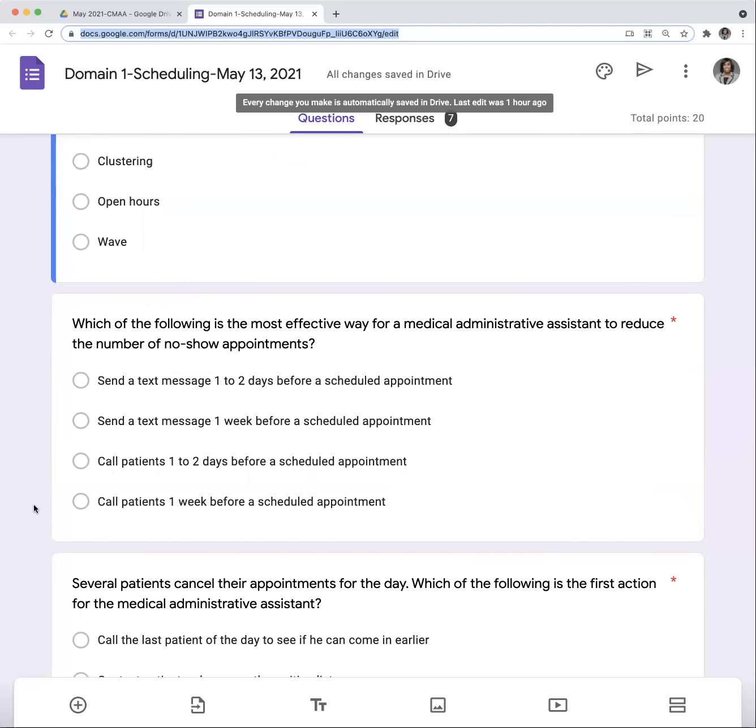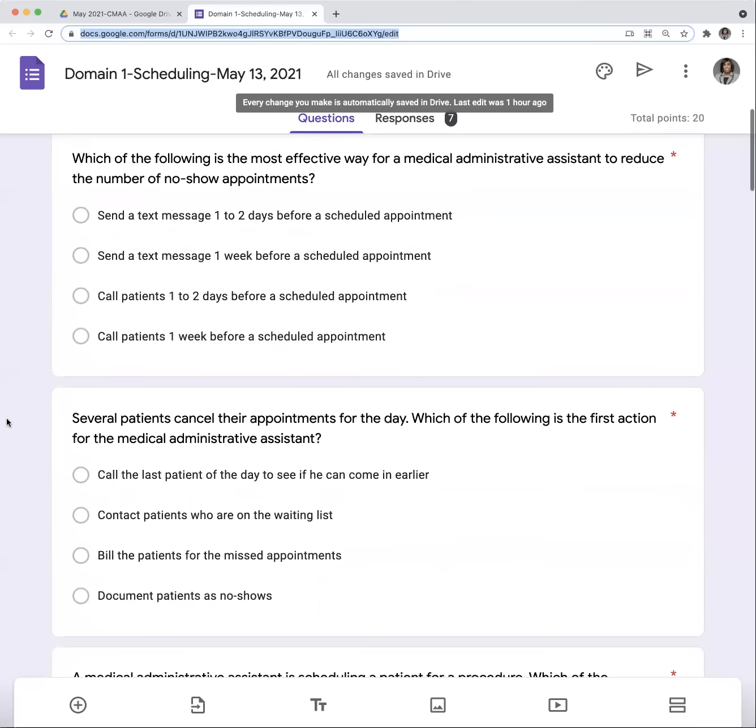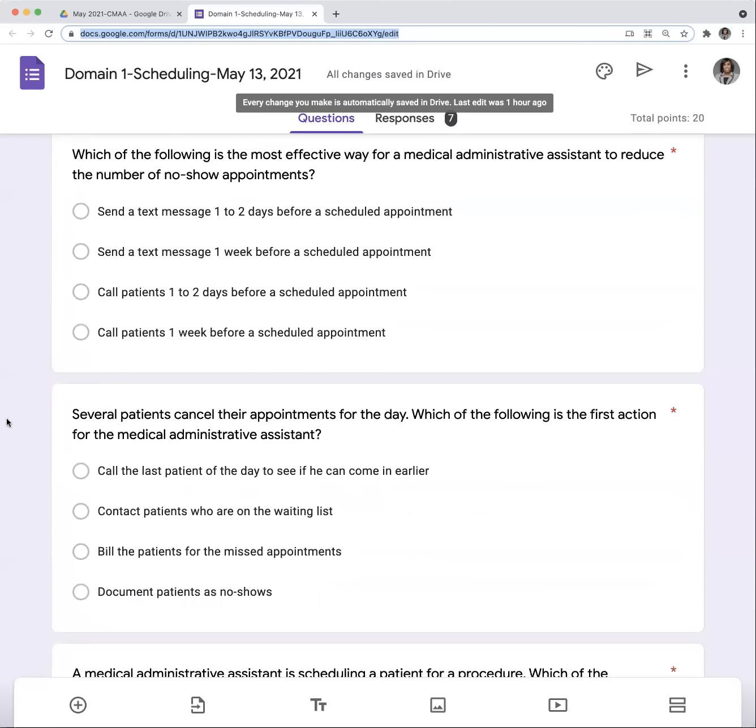Which of the following is the most effective way for the MAA to reduce the number of no-shows? The third one, call patients 1 to 2 days before a scheduled appointment. I don't know if you guys have experienced this, but some of the providers I go to, if you don't confirm that appointment, they cancel your appointment. Real quick, I get a text message, a phone call.